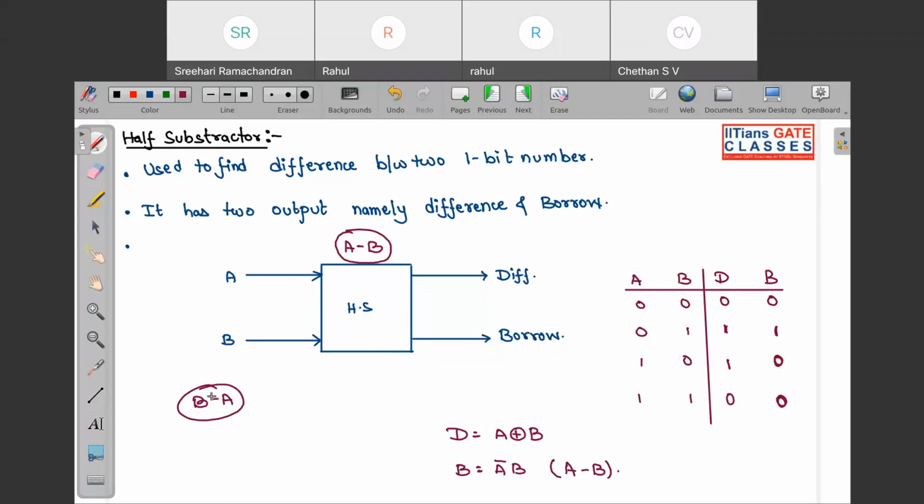B XOR B, and B bar... Pardon, I couldn't hear you. B bar A. Very good. So it will be B bar A.